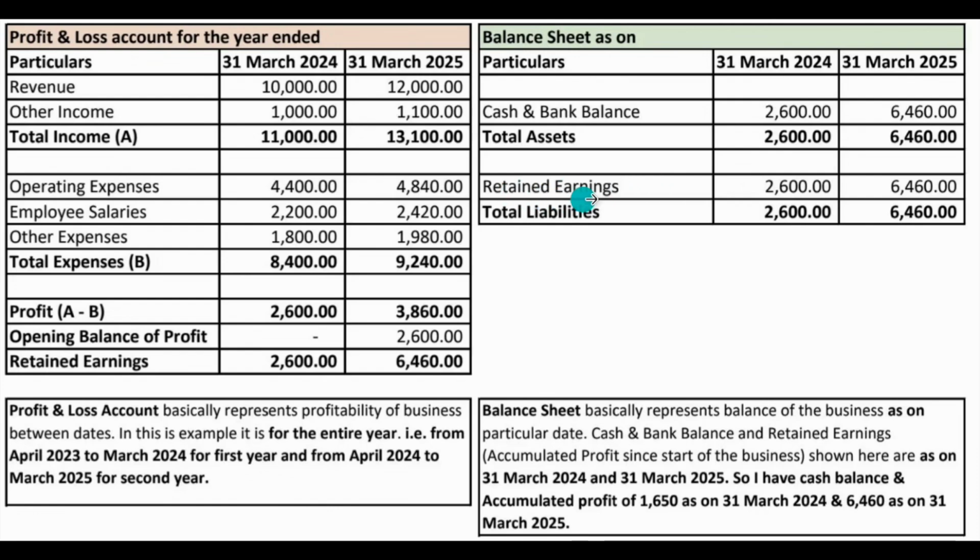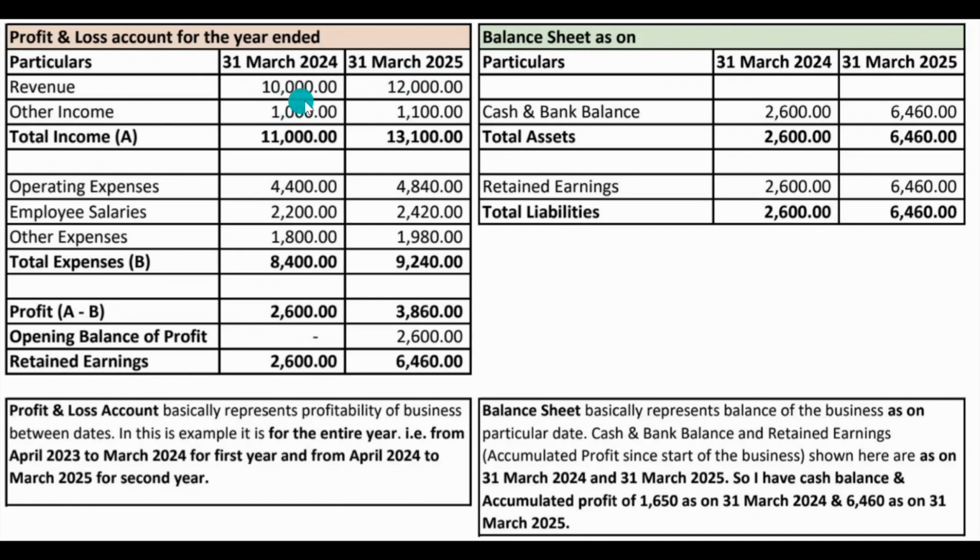We write it on the balance sheet liability side. Now because of this income and expenses, we also have a cash balance of 2,600. So we write cash and bank balance on the balance sheet asset side as 2,600. So the total of assets on the balance sheet asset side is 2,600 and the total of liabilities on the liability side is also 2,600, and our balance sheet thus tallies. Now let us go to the second year.